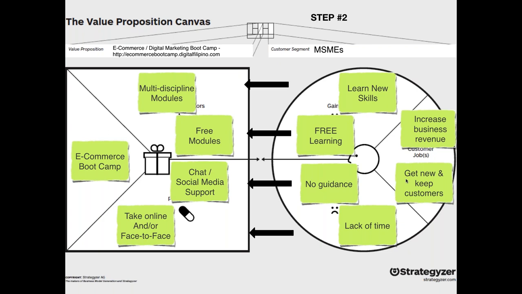Now, here I have to identify what's their pain. What if they want to embrace e-commerce, what's their pain? And if they embrace e-commerce or digital marketing, what would they like to gain from it? Let's say their pains would be lack of time and no guidance, as I shared earlier, the digital marketing challenges that they may have. In the value proposition canvas, you should be able to come up with pain relievers. If it's lack of time, then my pain reliever would be that they can take it online or face-to-face. If no one is guiding them, then I could say we have chat and social media support and we have webinars like this.